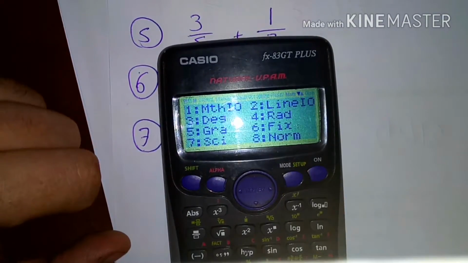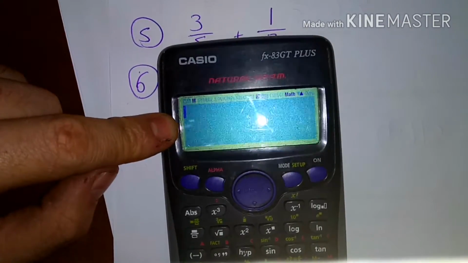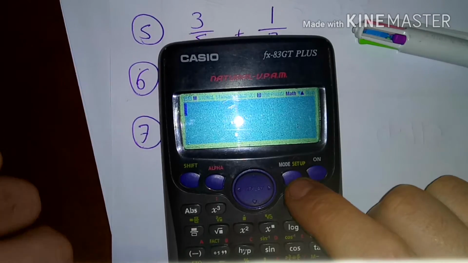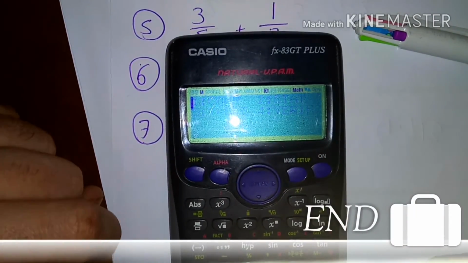And I say it's shift and mode, and then 3 for degrees. Okay. Thank you. And generally, if anything's wrong with your calculator, just press mode and 1 and it'll be okay.